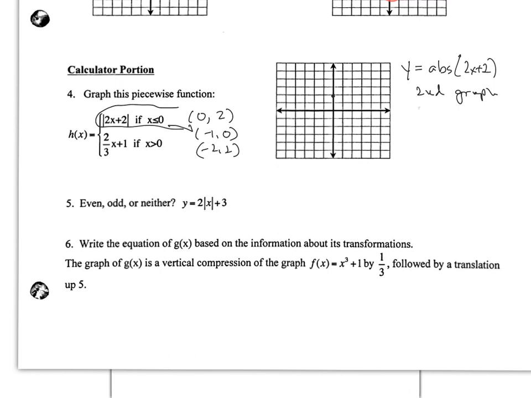So 0, 2, -1, 0, -2, 2. So it does look like an absolute value graph, which is good. It's been chopped off though, so it's not the whole graph, but it does go on forever to the left. Now for the next graph, if you want to put it in the calculator, that's up to you.